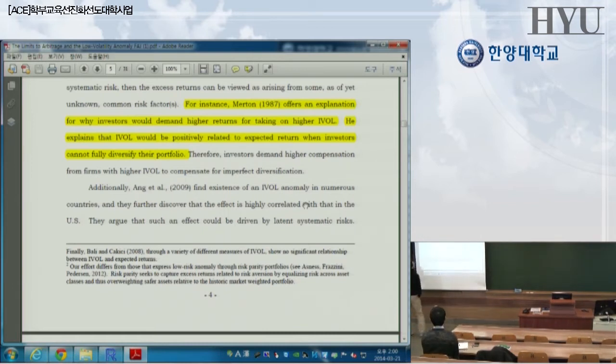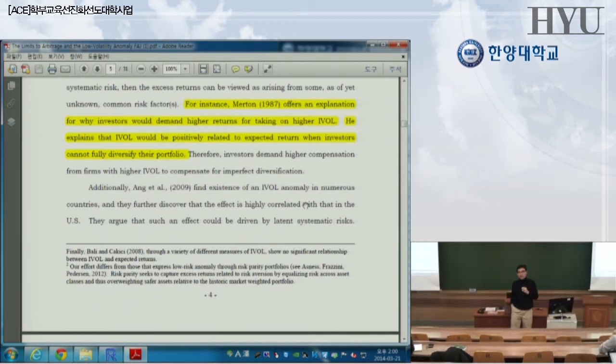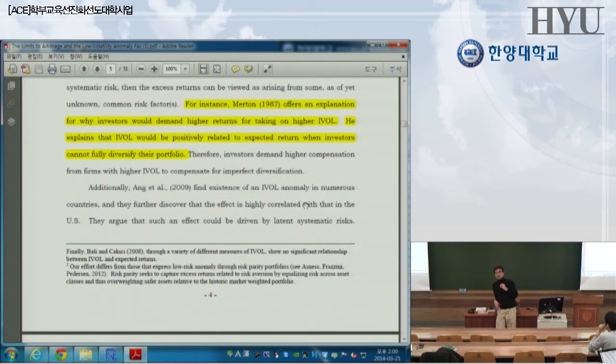Merton offers an explanation for why investors would demand higher return for taking on high volatility stocks. He explains that idiosyncratic volatility would be positively related to expected return when investors cannot fully diversify their portfolio. So different from the textbook, since we cannot diversify our portfolio completely, idiosyncratic risk may matter. If a stock has high idiosyncratic risk, it makes me more risky, so we have to expect high expected return, right? That's common sense. But then it is exactly the opposite of the low volatility anomaly.